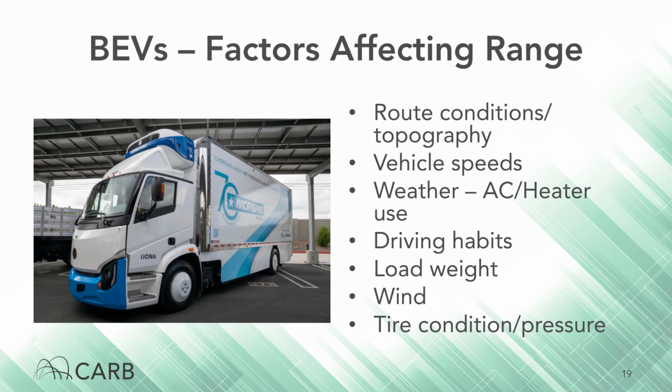Also, like with conventional fuels, vehicle speeds can impact your vehicle's range as well, though not in the way you typically experience with conventionally fueled vehicles. With conventional fuels, traveling at lower speeds tends to be less fuel efficient, but with BEVs, lower speeds, down to a point, tend to be more fuel efficient.